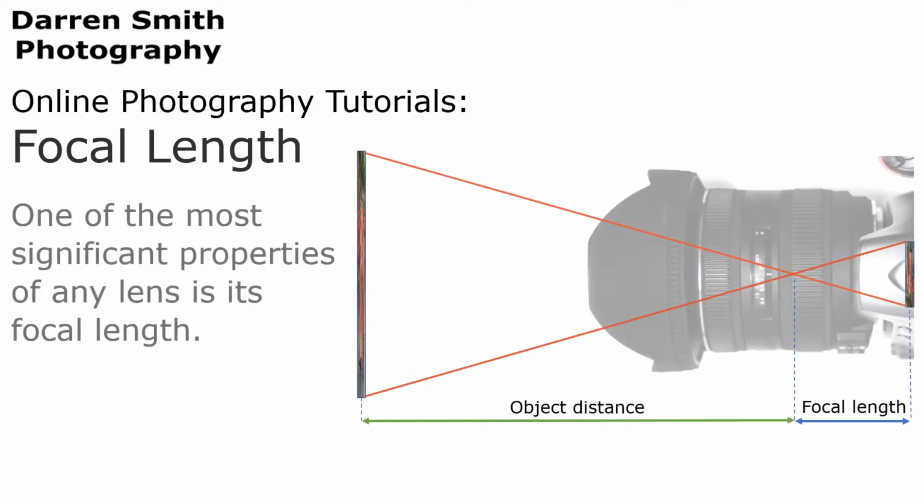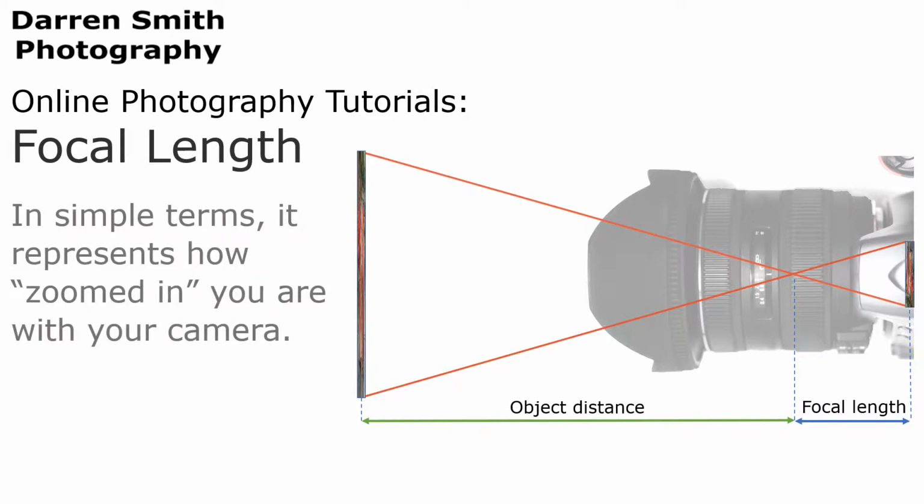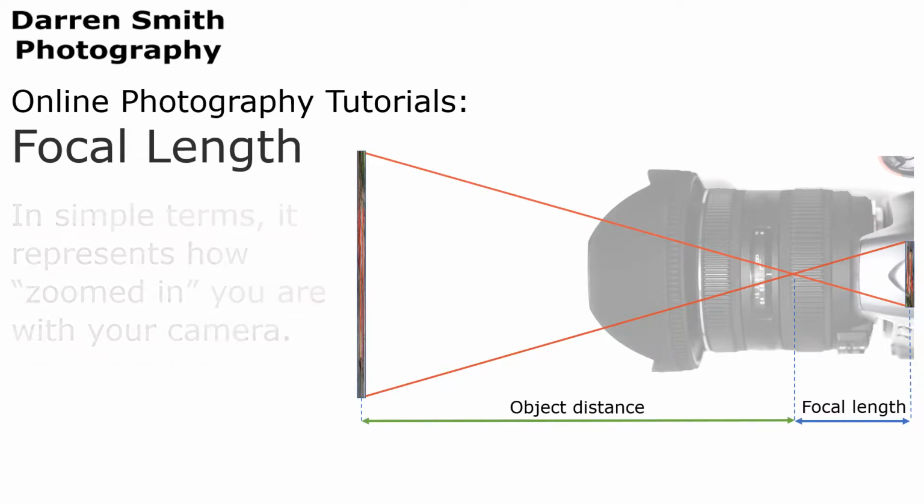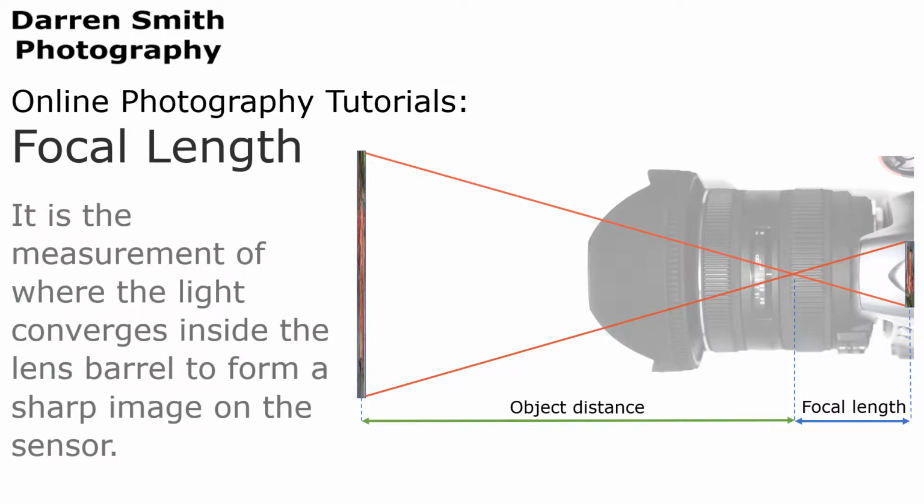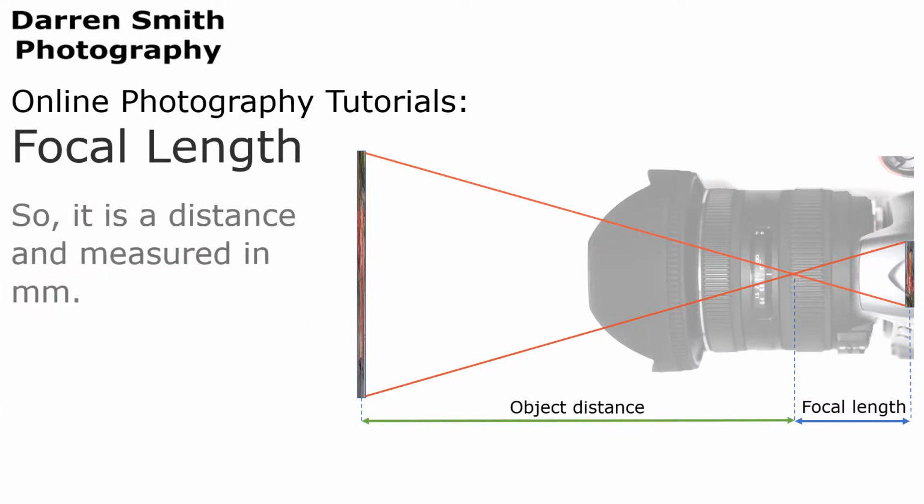This video is all about the focal length of a lens. One of the most significant properties of any lens is its focal length. In simple terms, it represents how zoomed in you are with your camera. But to be precise, it is the measurement of where the light converges inside the lens barrel to form a sharp image on your sensor. So it is a distance and measured in millimeters.